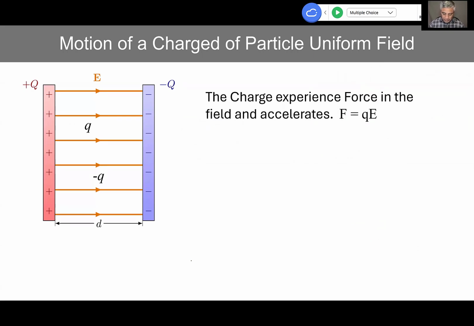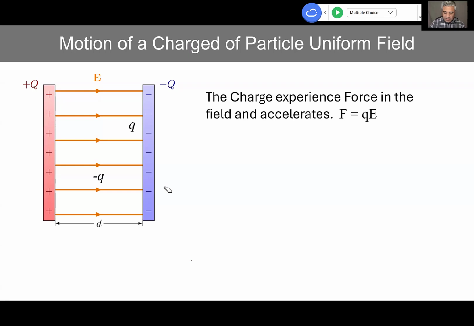So this is a uniform field. Now, if we have a positive charge, that's how it moves, right? If I release this charge from here, it's going to move in the direction of the electric field. Or you can just look at it: positive charge here, negative charge here. Positive is pushing, negative is pulling. So it's going to go that way.